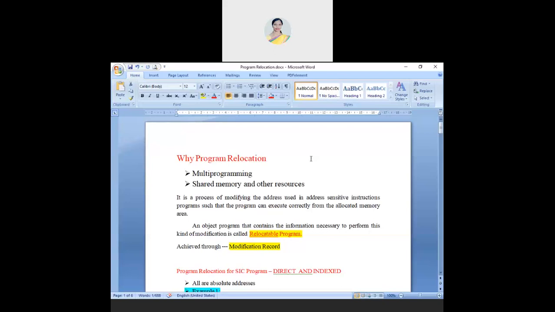For example, in day-to-day life, when our laptop becomes very slow, we do defragmentation. That means we shift all the free spaces to one side so that our laptop performs faster. The blocks left in between, all those fragments, are moved to the end so that the processor performs faster.